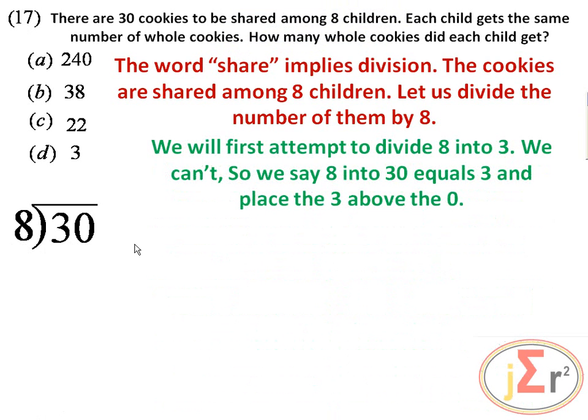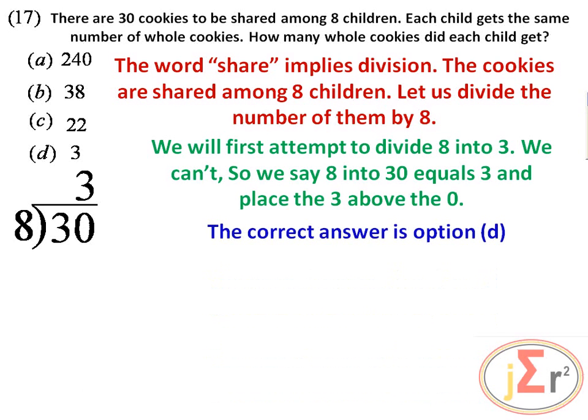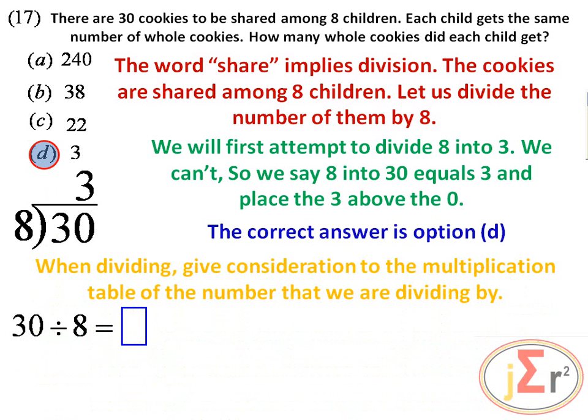We will first attempt to divide 8 into 3. We can't. So we say 8 into 30 equals 3 times, right? And place the 3 above the 0. The correct answer is option D. When dividing, give consideration to the multiplication table of the number that we are dividing by. We are dividing by 8.